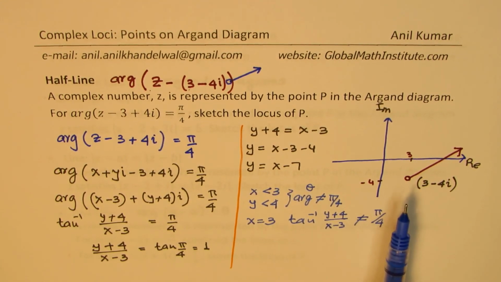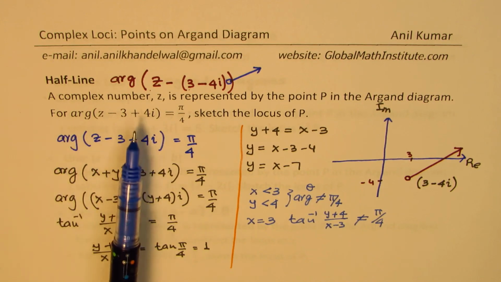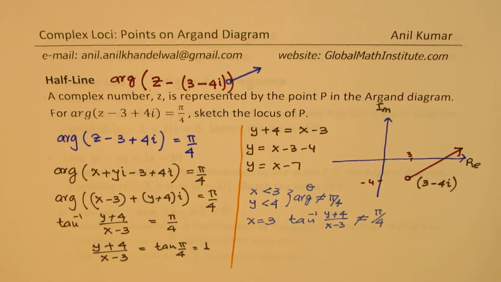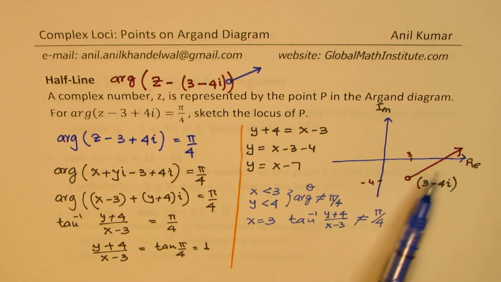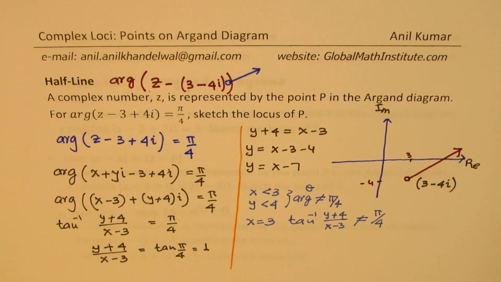So the best way to draw this ray is to look for the translation. So z minus the complex number a, and that a gives you the position of the hole, and the direction is provided by the argument given to you, pi by 4 in this case, and that is how you could actually sketch your line. So I hope that makes sense.